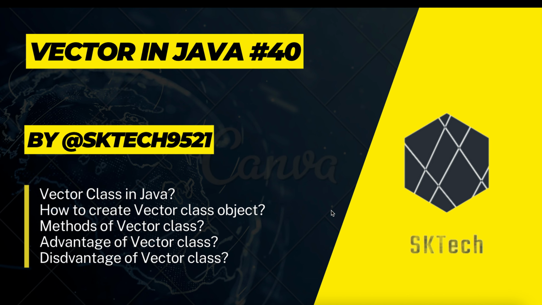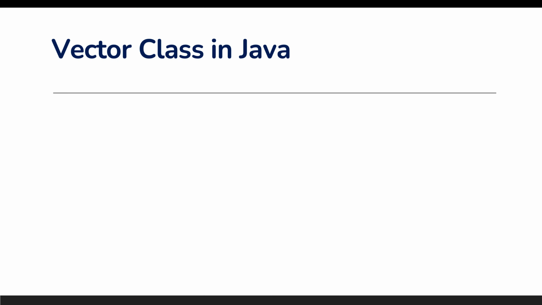In today's video, we are going to discuss the vector class in Java, and we are going to cover what the vector class is, how to create vector class objects, methods of the vector class, and some advantages and disadvantages of the vector class. And also we are going to see a couple of examples. So let's begin. First, what is the vector class in Java?